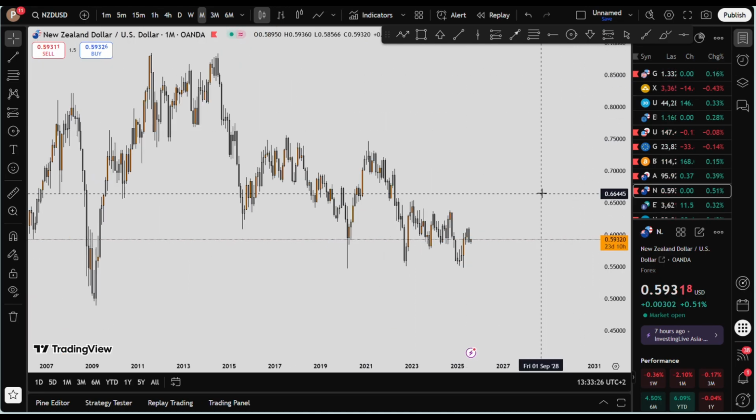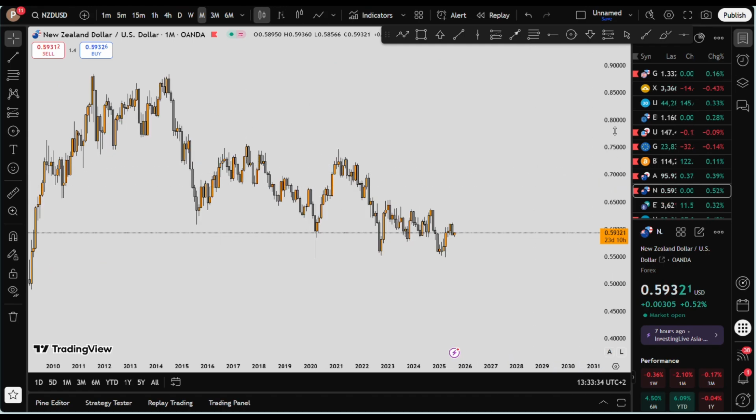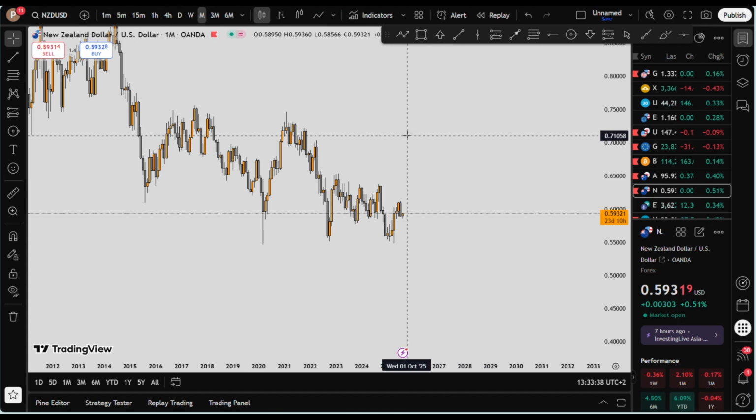Today I have NZDUSD for you guys. This is a different pair. I don't usually trade it, but I just wanted to give you guys a fresh analysis. So let's go. As you always know, guys, we always start analyzing on our monthly time frame, we go to our weekly, then we go to our daily time frame. These time frames are to get our direction.